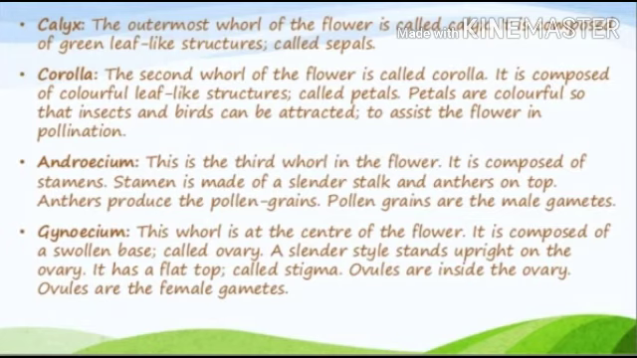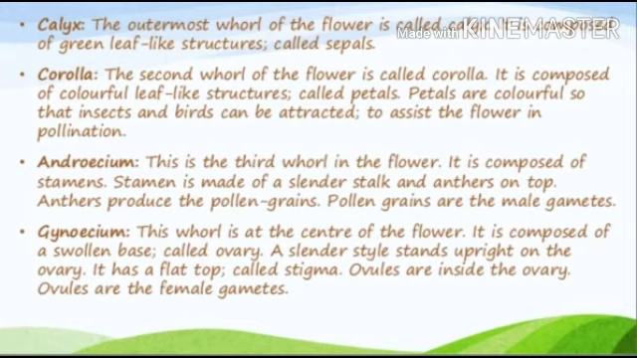Next is the androecium. This is the third whorl in the flower. It is composed of stamens. Okay, stamen is basically the male reproductive part, which is made up of a slender stalk and anther on the top. Anther produces the pollen grains, and pollen grains are the male gametes.